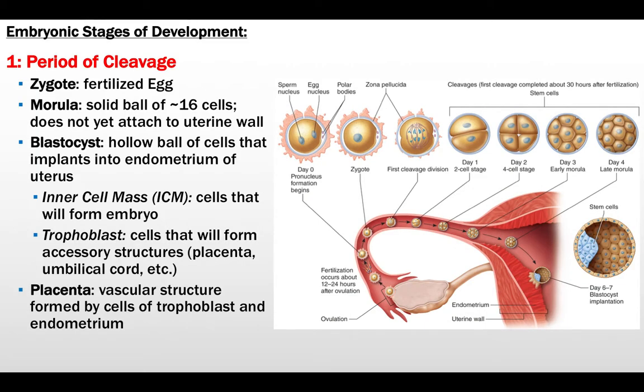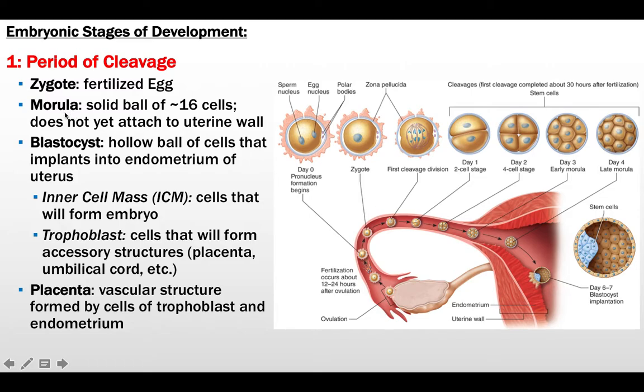So to list a whole bunch of the stage names, the zygote was our fertilized egg. When we had 16 cells, more or less, it's still a solid ball and they're just dividing rapidly. It's floating in the fallopian tube. It has not yet embedded in the uterus. And at that point, it's called a morula.